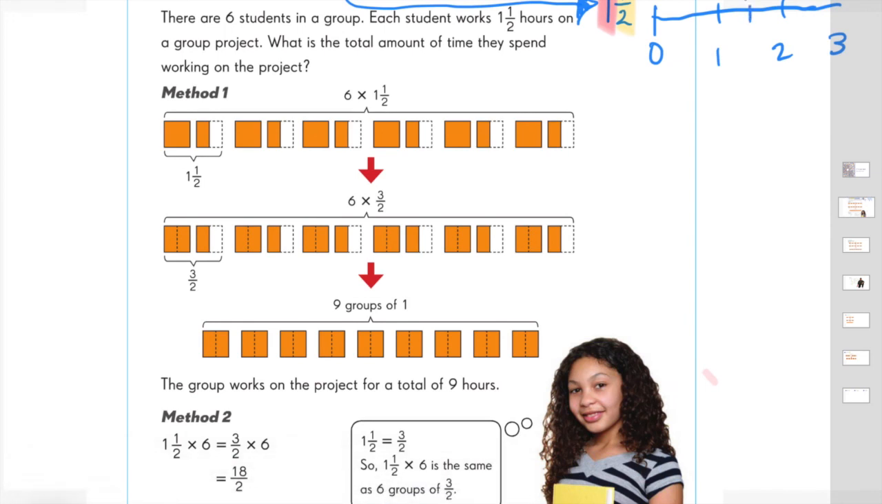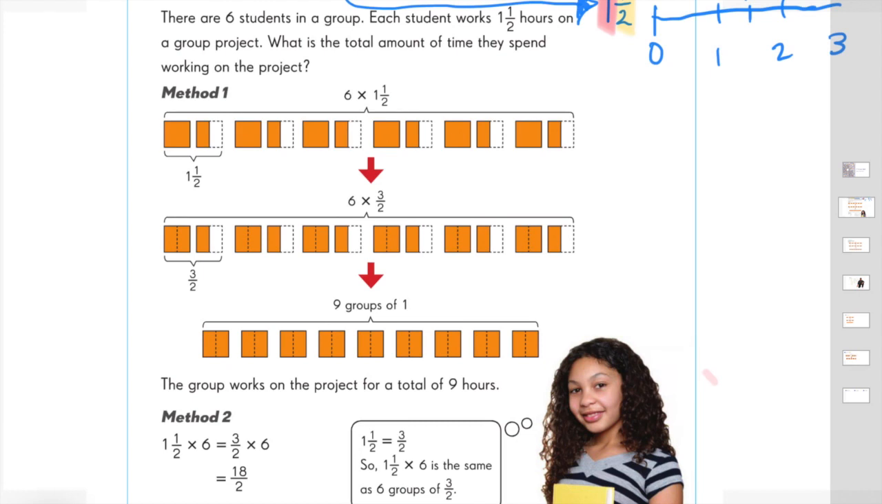So 1.5 would be right about there. So whole numbers, mixed numbers, improper fractions, those are also called fractions greater than 1. Those come between two whole numbers on a number line. So in our lesson today, we're going to be multiplying mixed numbers by whole numbers. So let's just first look to see what this looks like.